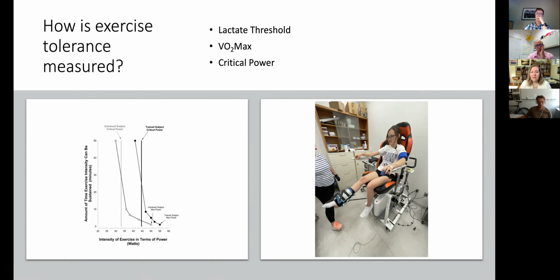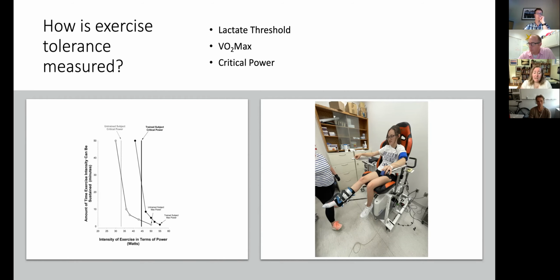Another way to measure exercise tolerance is VO2 max. This is when you hook someone up to a VO2 max test and you have them exercise to their max capacity. So this isn't a great measure of exercise tolerance either because it is a maximum test. You can exercise below your VO2 max and still fatigue relatively quickly. So then there is critical power.